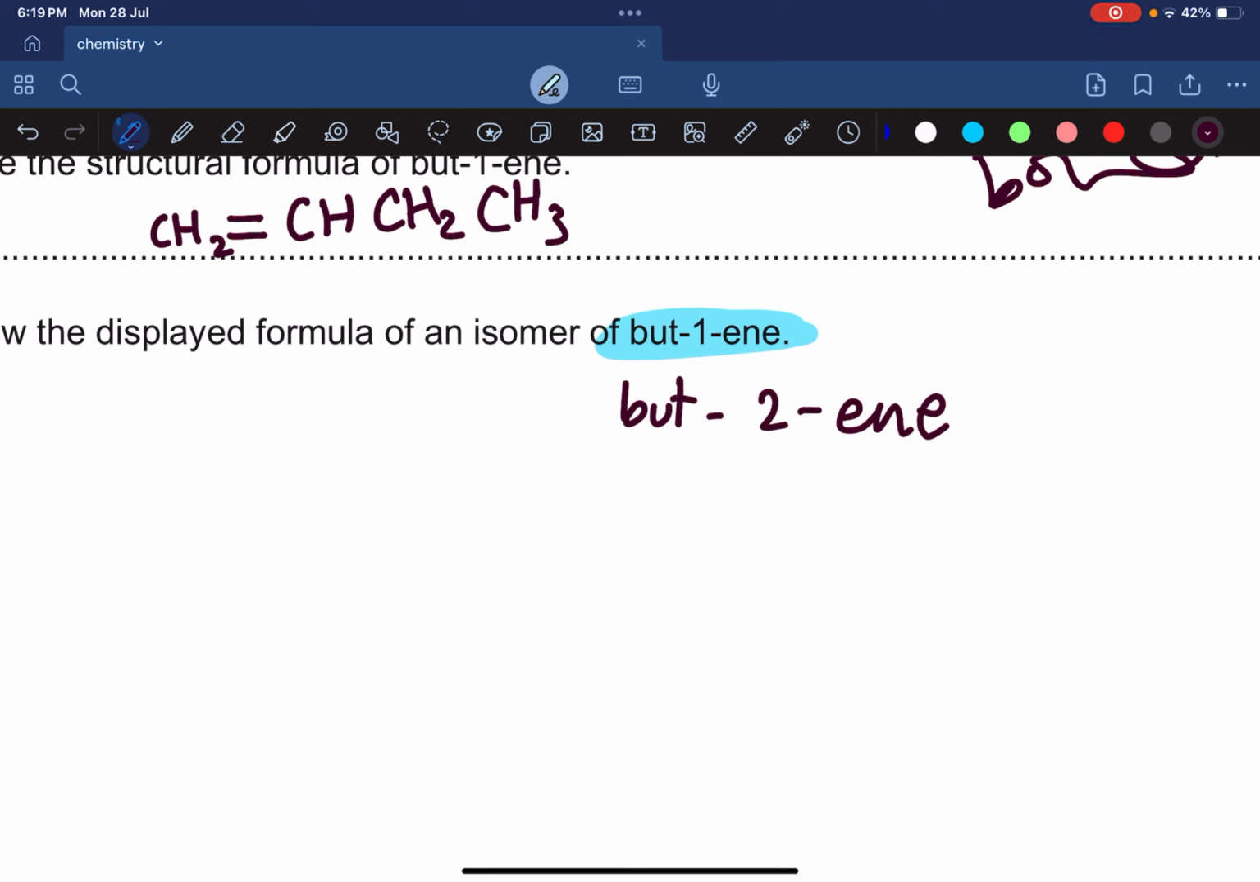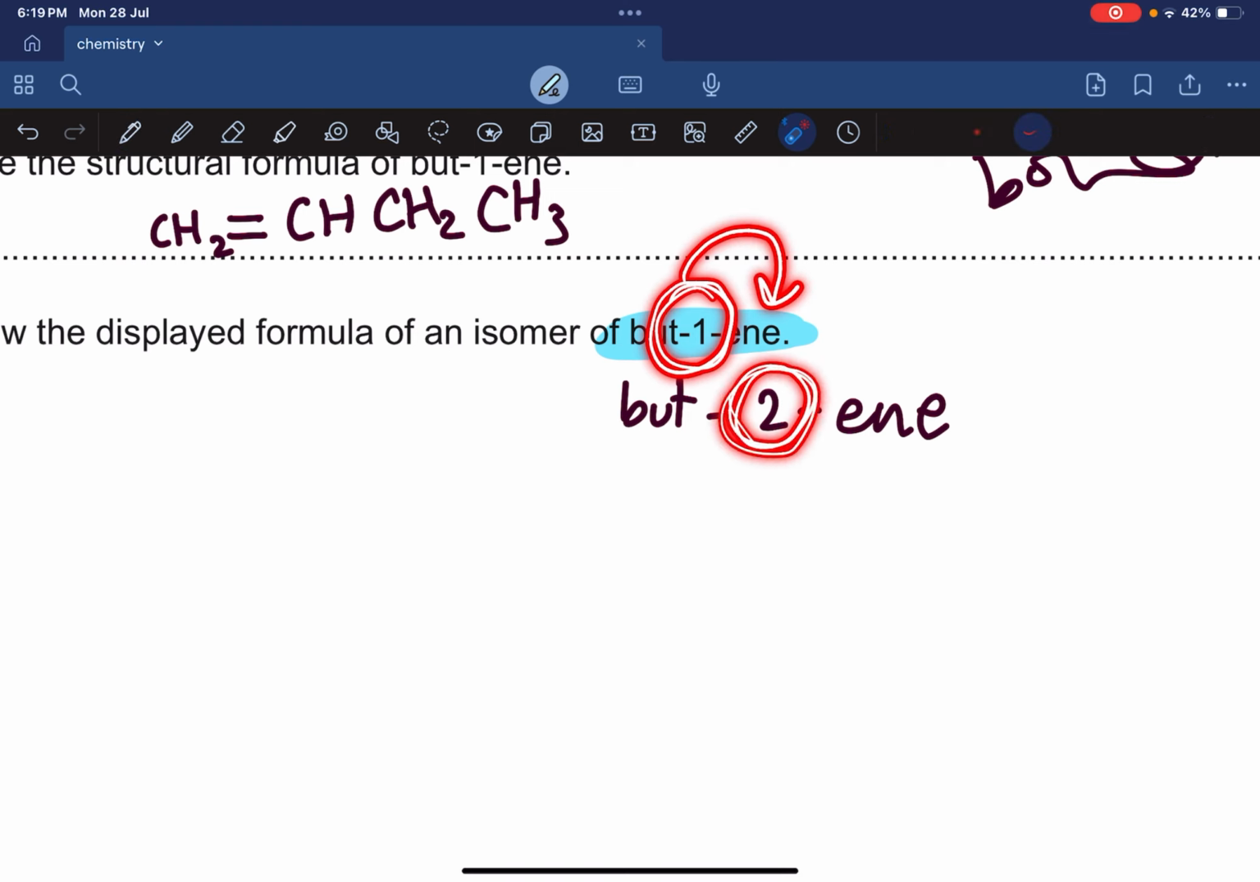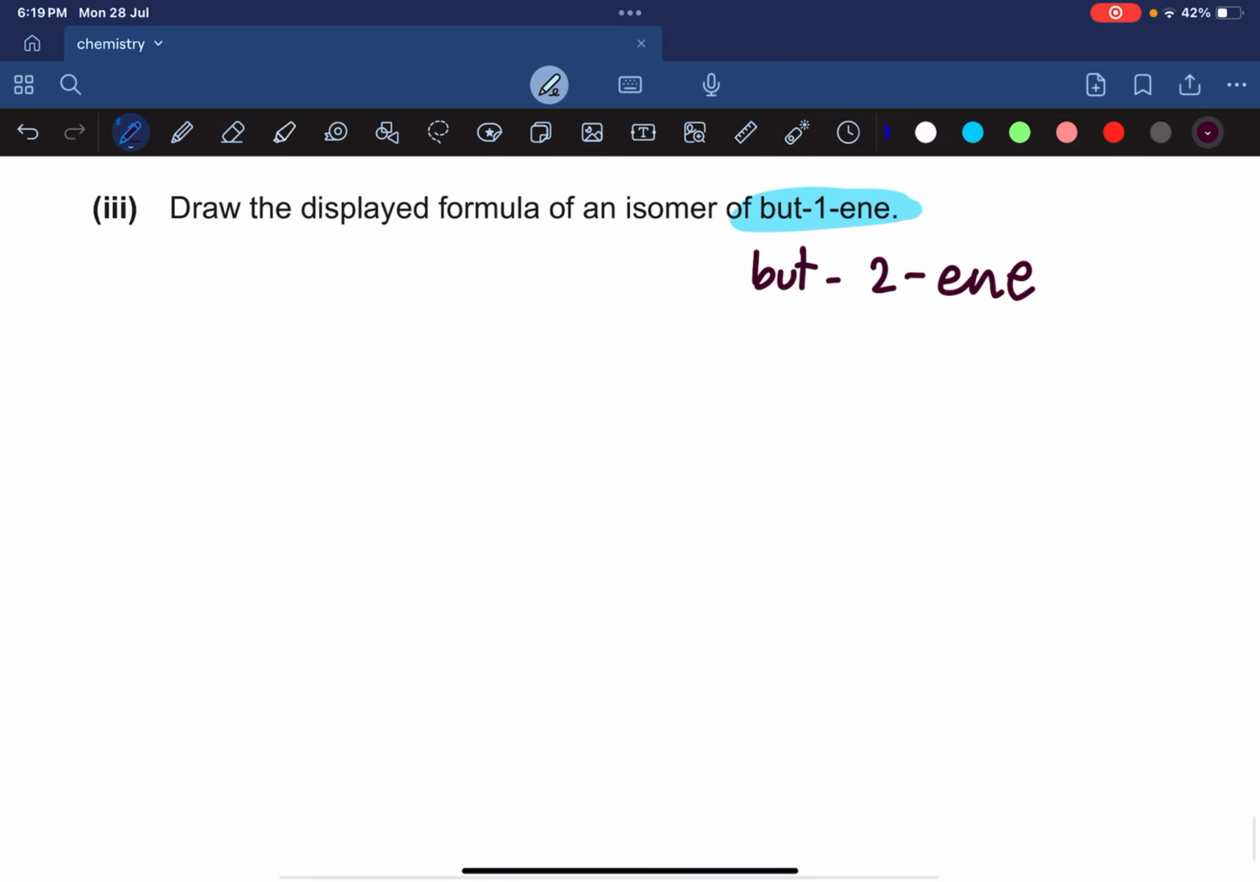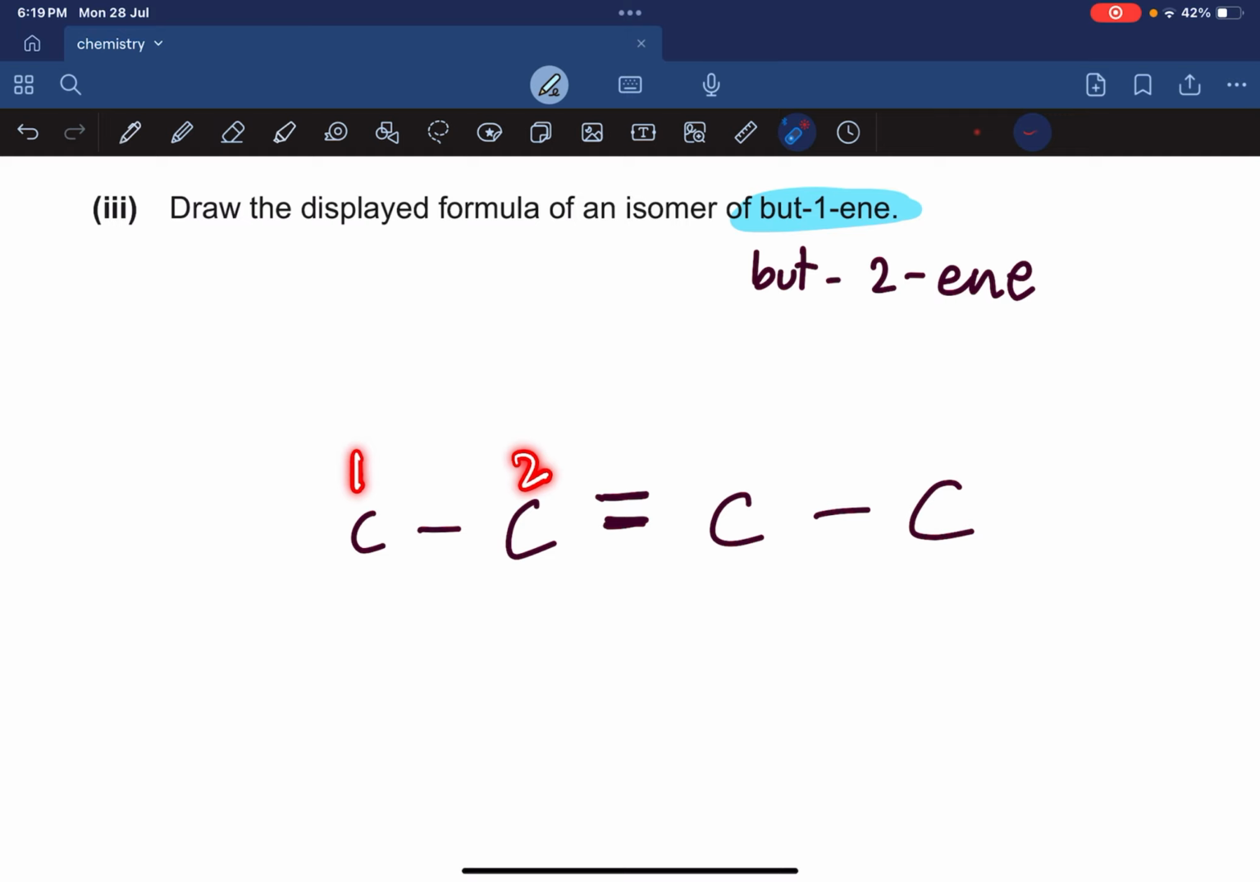Isomers. These are not functional group isomers. These are positional isomers. You're changing the position of the functional group. Over here, the double bond is on the first carbon. Over here, the double bond is on the second carbon, because it's but-2-ene. So firstly, we draw 4 carbons because it's but. Now we draw a double bond on the second carbon. Okay? We count from here, it's 1, 2. This one's the second carbon. If we count from the other side, it's 1, 2. It's the second carbon. We have the double bond on. Now we just fill the remaining places with hydrogens.